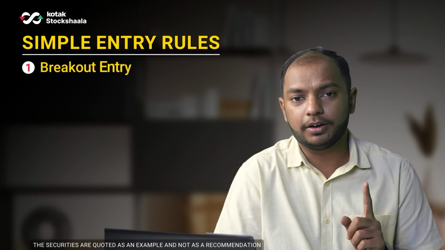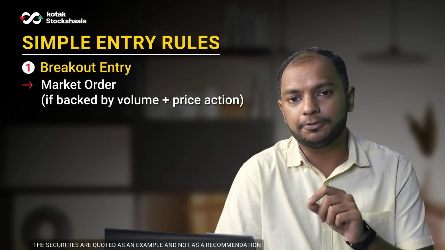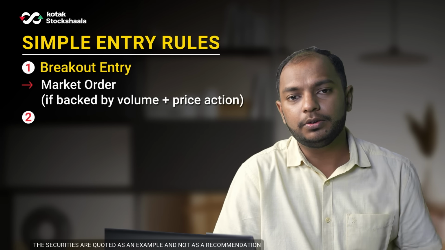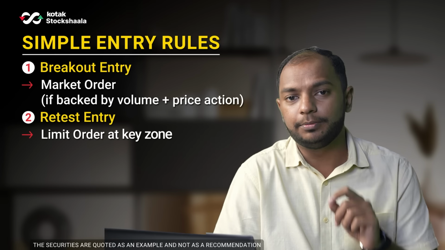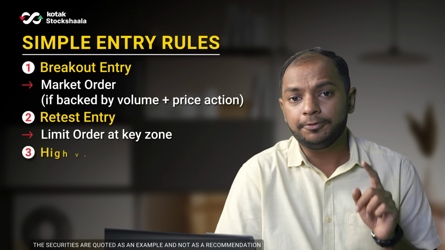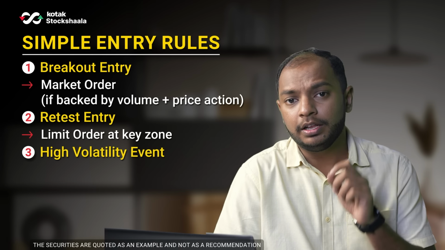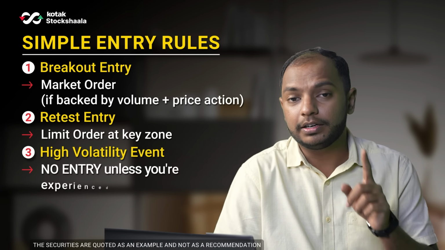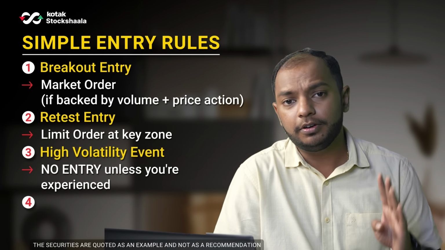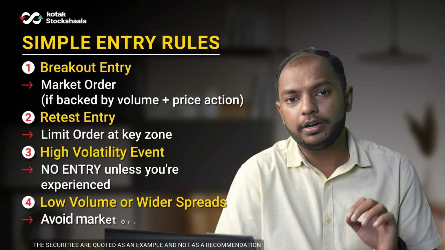Number 1, if it's a breakout, then go for a market order if you have confirmation along with volume. Number 2, if it's a retest entry, then go for a limit order. Number 3, if there is any volatility because of news, then make sure that you are not going to enter until you are a very experienced trader. Number 4, if there is low volume, then try to avoid market orders and only stick to limit orders. Always calculate your stop loss as well as risk to reward ratios while choosing your execution types. If you are choosing market orders, then remember, there might be 0.1% to 0.5% slippage while entering the orders.